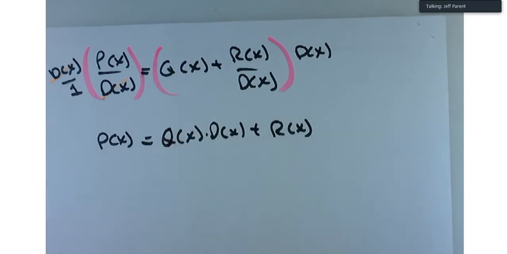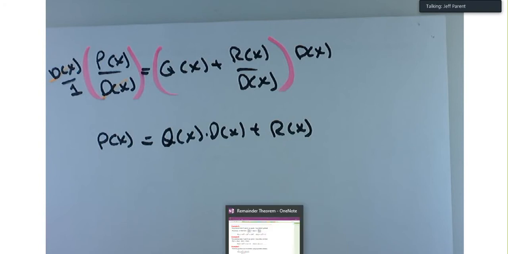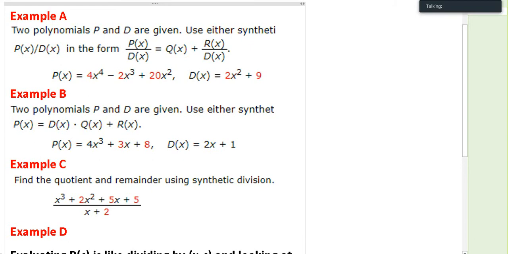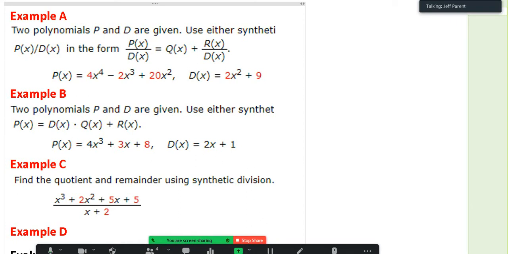Now, as far as the problem itself is concerned, let's take a look back here. It was P of x, so I'll call this example B. P of x equals 4x cubed plus 3x plus 8. And the divisor, D of x, is 2x plus 1. So just copying this stuff down right here.